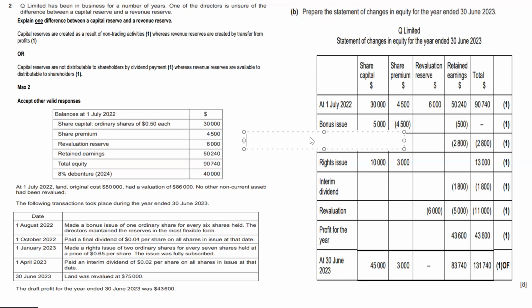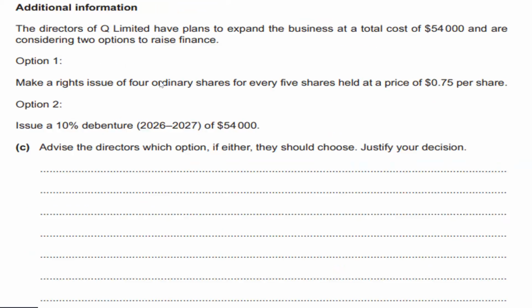Yes. Okay, fine. Read the next question. The directors of Q Limited have plans to expand the business at a total cost of 54,000 and are considering two options to raise finance. Option one is to make a rights issue of 4 ordinary shares for every 5 shares held at a price of $0.75 per share. Option two is to issue 10% debentures of 54,000.